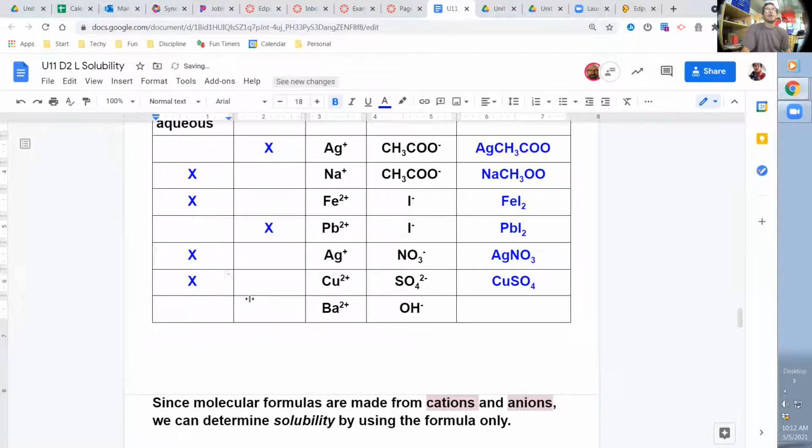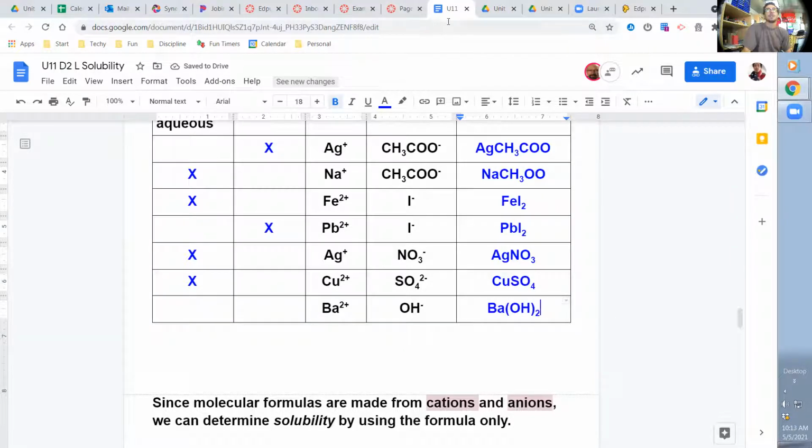Finally, barium hydroxide. Looks like there's a +2 here and a -1 here, which means we need 2 hydroxides to balance out the charge of 1 barium. So how we write the formula looks like this: 1 barium. And since hydroxide is a polyatomic ion, you must include the parentheses around the polyatomic ion. Okay? That's how you write barium hydroxide. You have to write it like that.